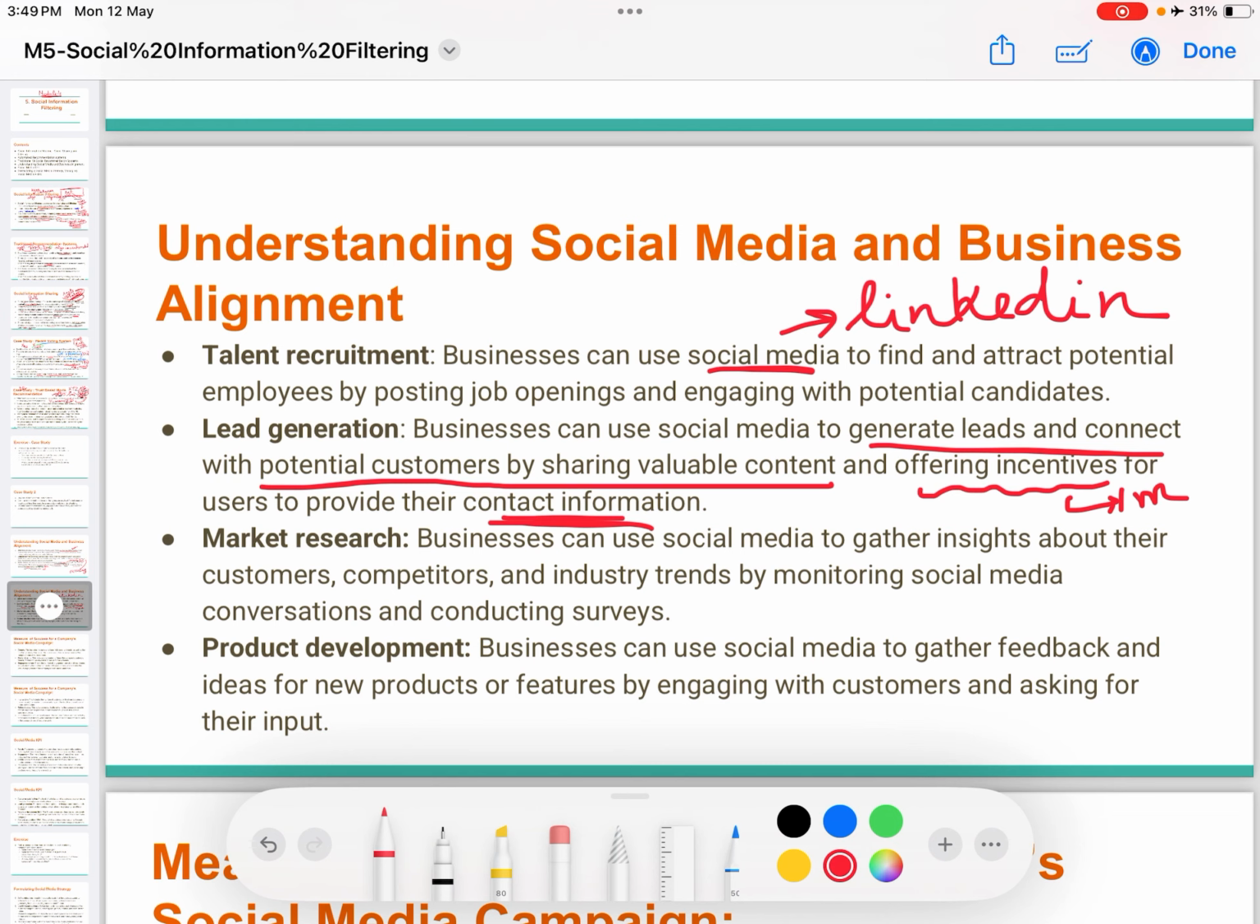Market research. Businesses can use social media to gather insights about their customers, competitors and industry trends by monitoring social media conversations and conducting surveys. So they can do market research by understanding who their competitors are, what the industry's trends are. And the last is product development.